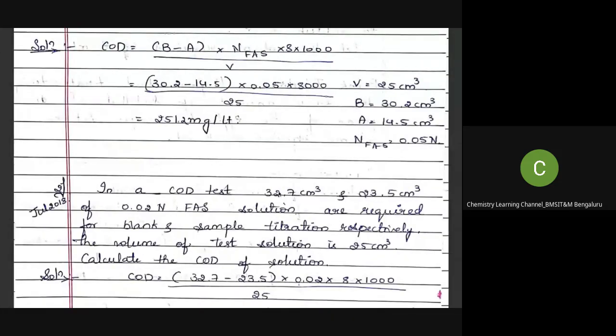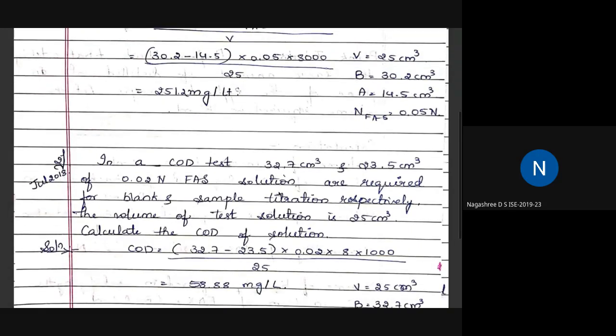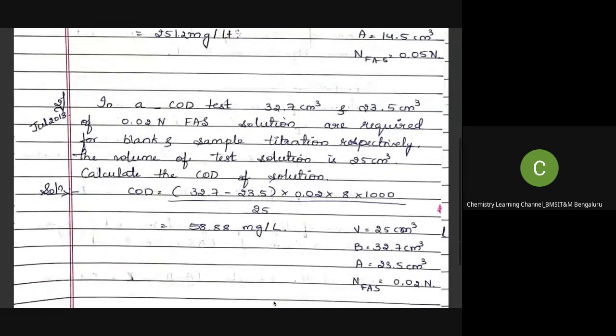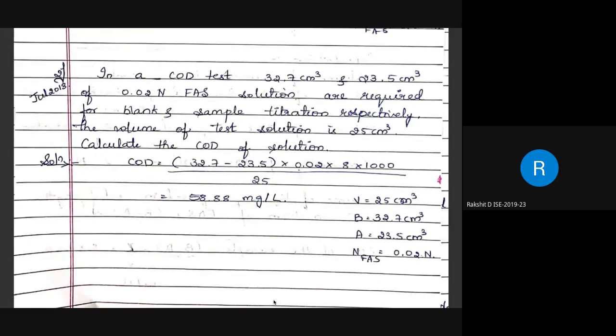Yes, how much did you get? 65.28. How much? Okay, I got 58.88. It should come 58.88. Yes, one check. All of you check whether you got 58.88 mg per liter. Yes, ma'am. Okay, those who didn't get, just cross-check it.